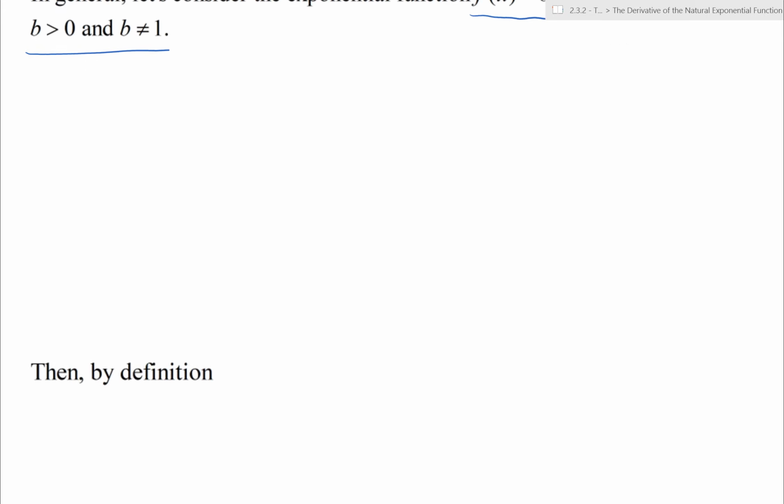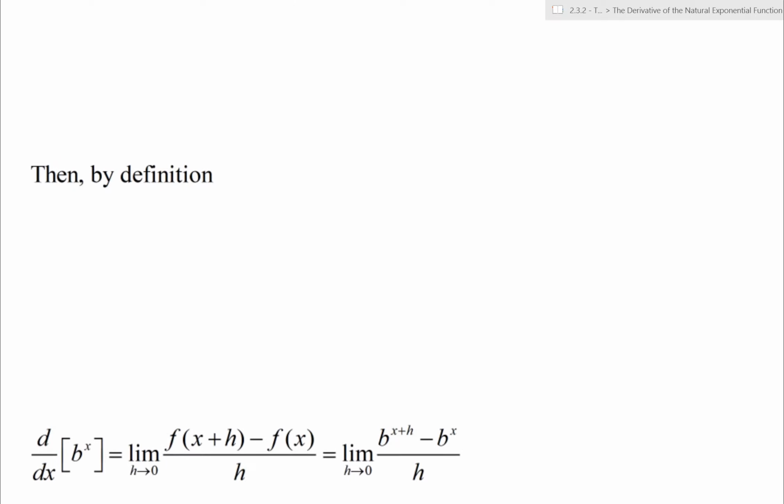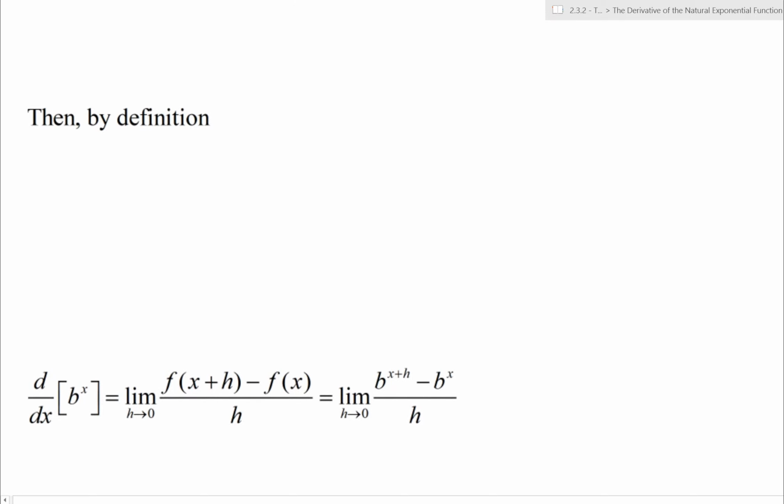So just applying the definition of the derivative, here's what we start with. The derivative of an exponential function b to the x, by definition, is the limit as h goes to 0 of f of x plus h minus f of x divided by h. And of course, our f of x here, remember, is just the general exponential function b to the x. And therefore, we get this limit statement right there. Limit as h goes to 0 of b to the x plus h minus b to the x divided by h.